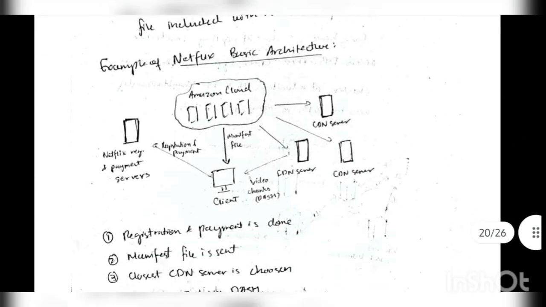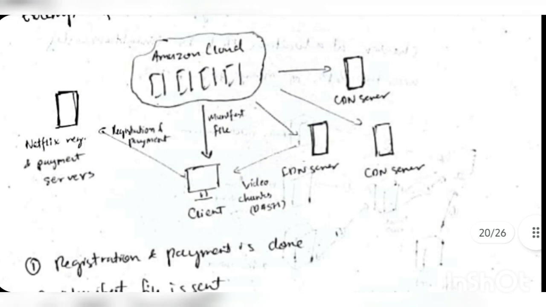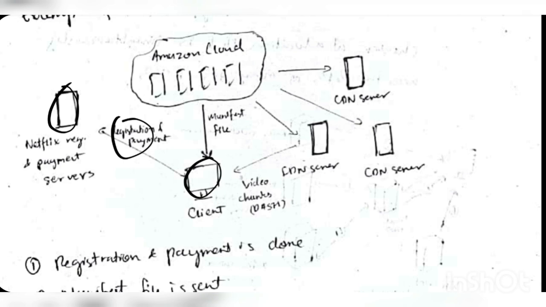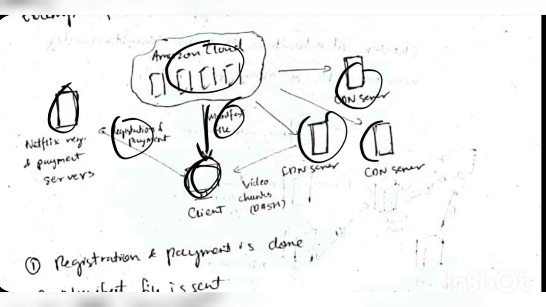And if they ask for the specific example of Netflix, you have to draw this diagram here, and here also the same thing happens. The client will be registering with the Netflix server, and from the Amazon cloud, whichever movie is requested, the manifest file for that is sent to the client. Manifest file means it has the information about the movie, and after that the quality is also chosen, and the nearest server will be contacted, and from there the video chunks will be sent to the client.